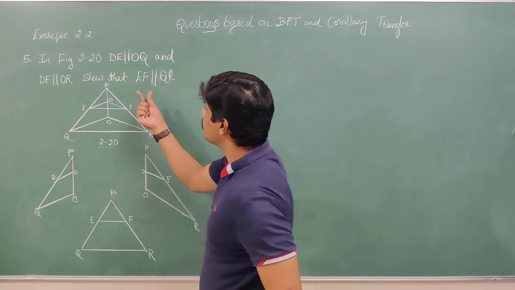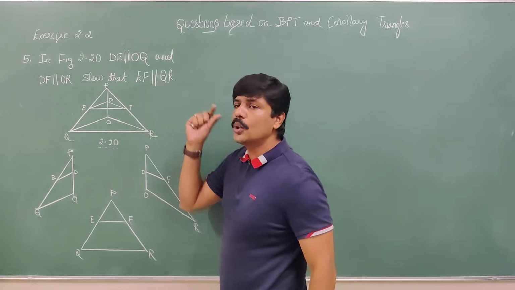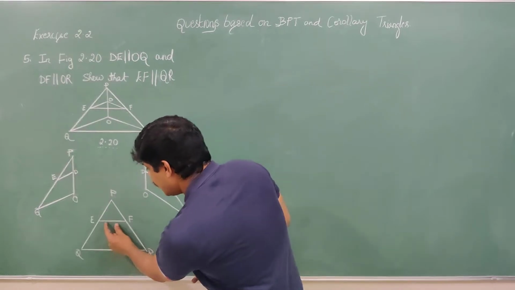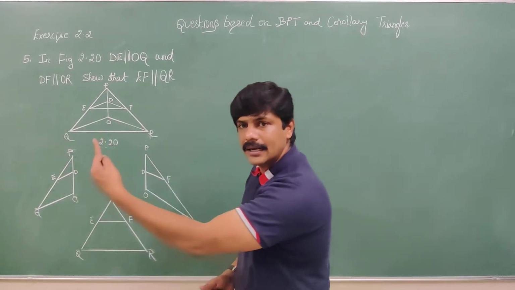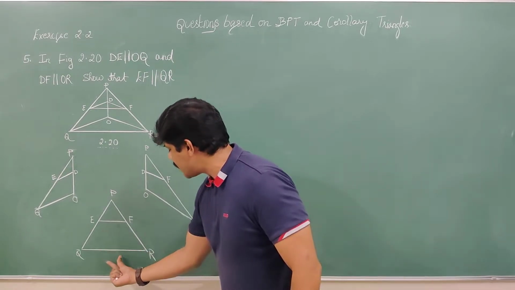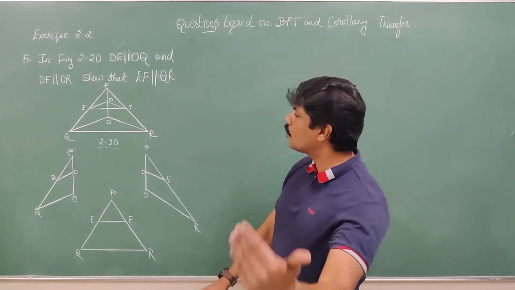What we have to show is EF is parallel to QR. So another triangle is written, PQR, where we have to show EF is parallel to QR. How are you going to do this?